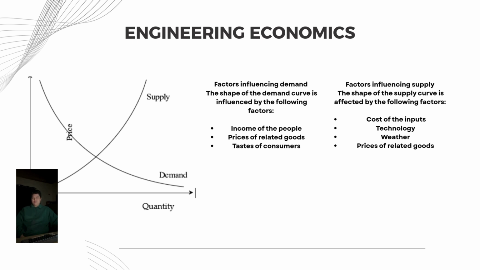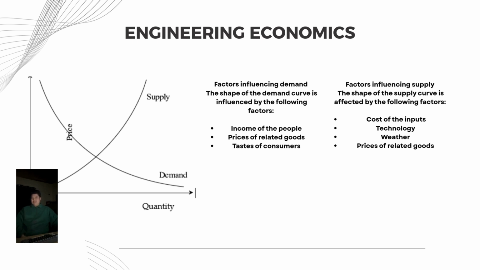The point of intersection of the supply curve and the demand curve is known as the equilibrium point. At the price corresponding to this point, the quantity of supply is equal to the quantity of demand. Hence, this point is called the equilibrium point.